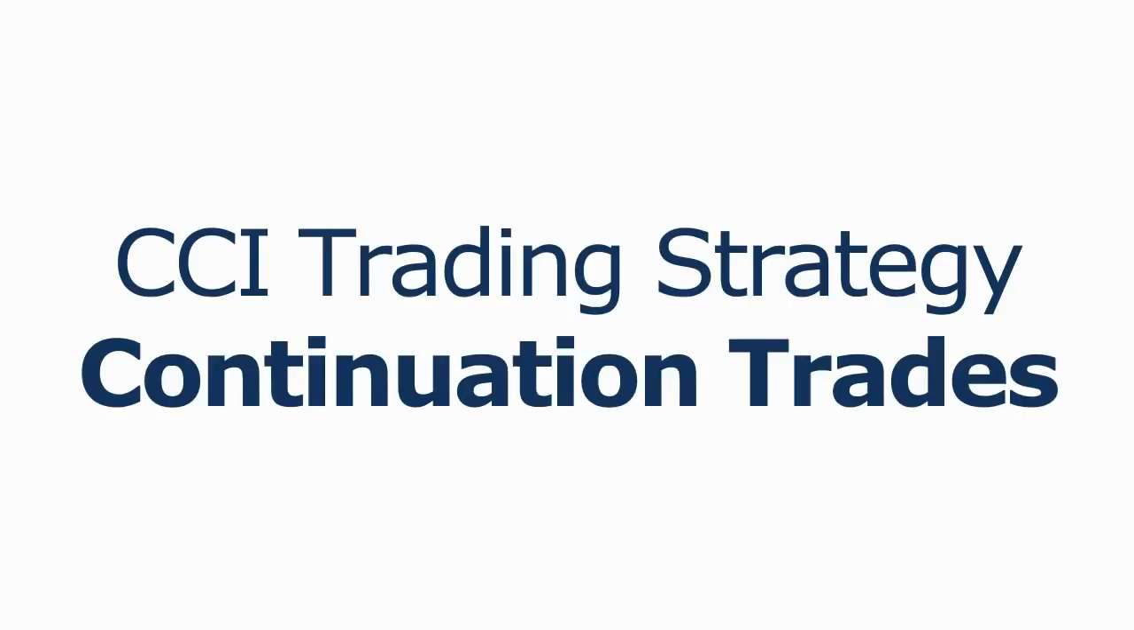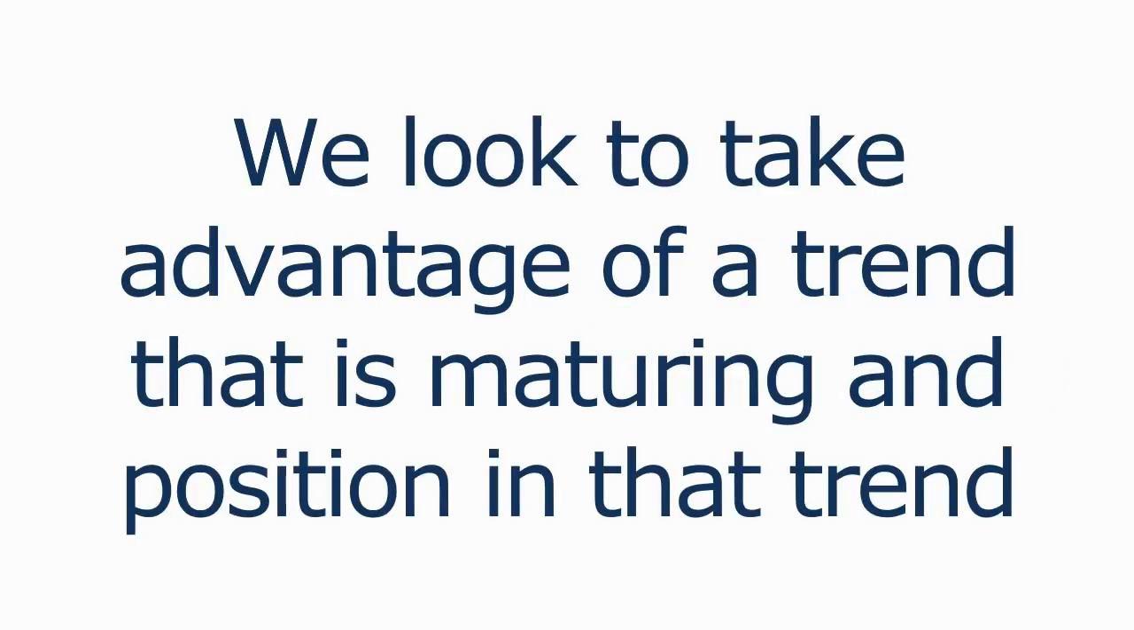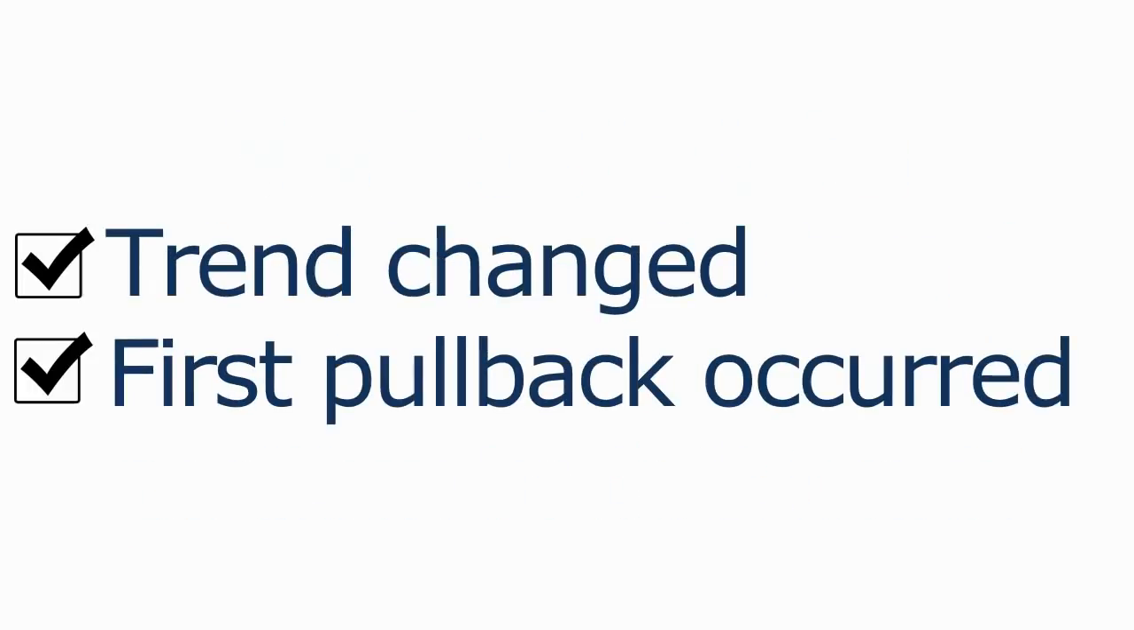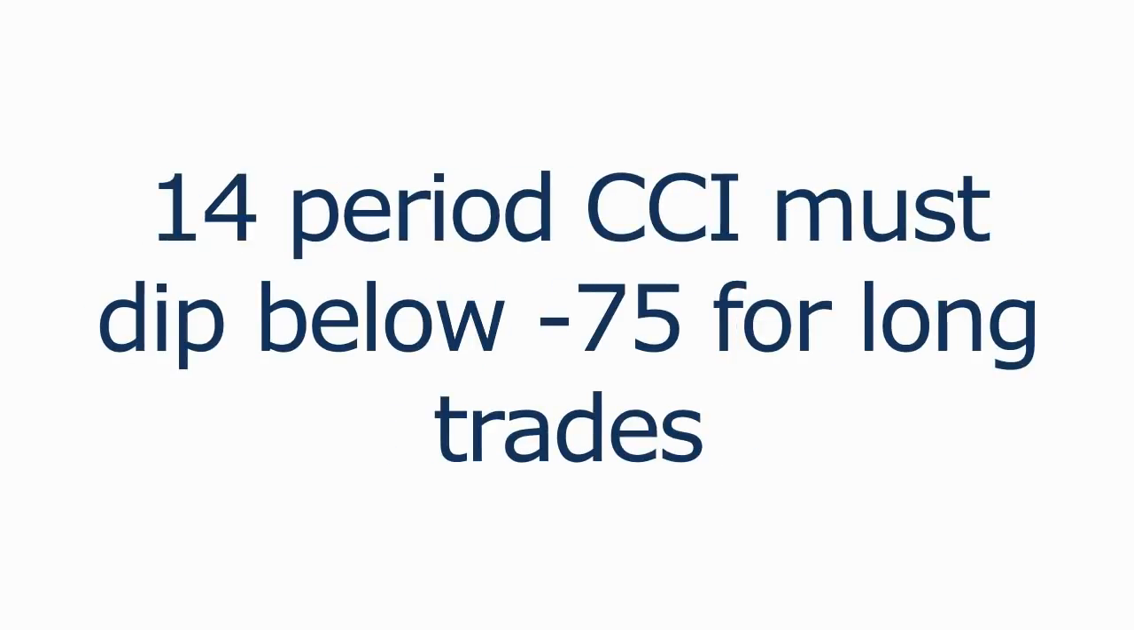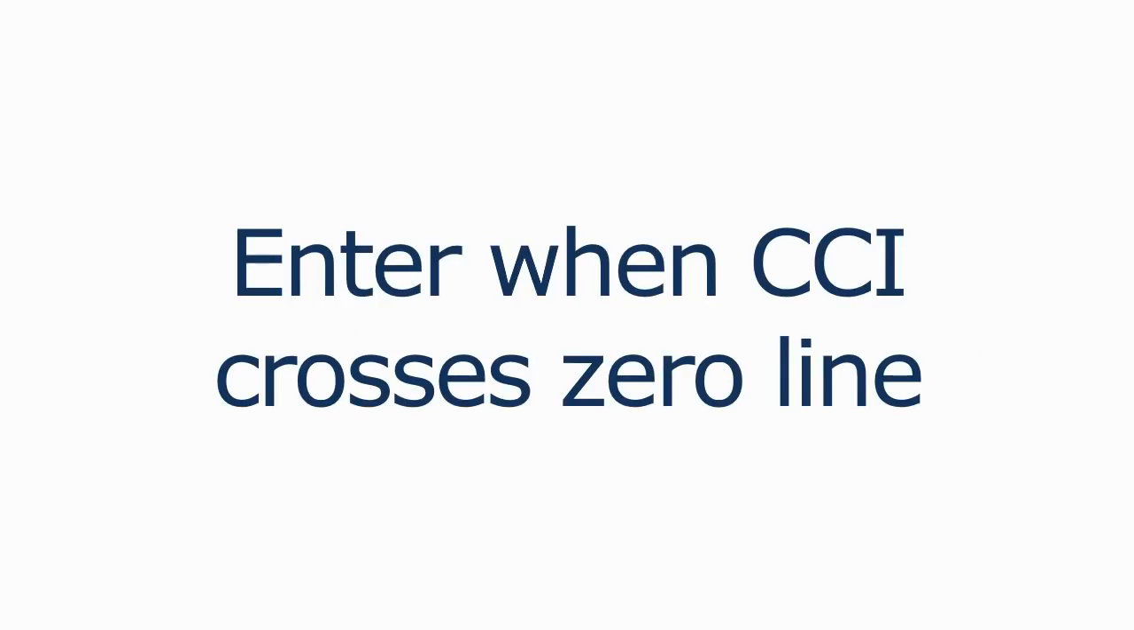The CCI trading strategy, this is for continuation trades. So while the word continuation could apply to the trend change pullback strategy, we have to focus on the intention behind the trade. In the continuation strategy, we are looking to take advantage of a trend that is maturing and position in that trend. So we want the instrument to have changed trend and gone through the first pullback. The 50 CCI has to stay on the right side of the zero line. The 14 period CCI must dip below the minus 75. That's for a long trade. We enter when the CCI crosses the zero line.